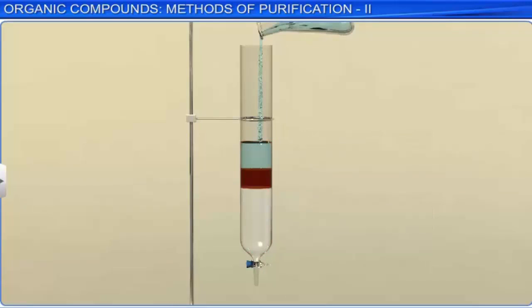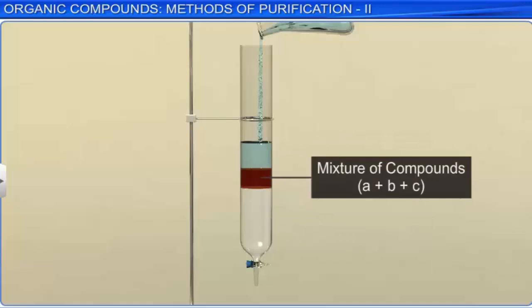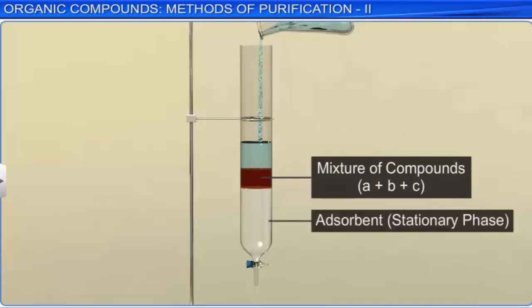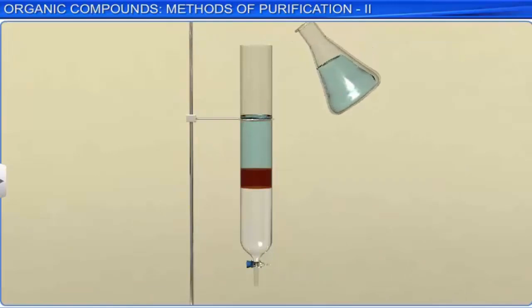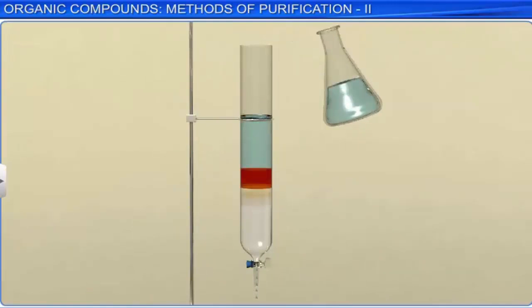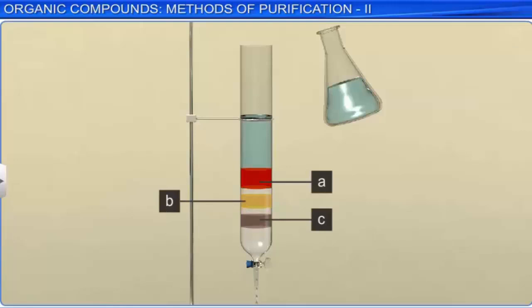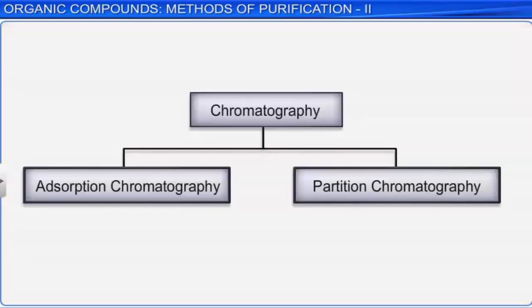In this method, the mixture of substances is applied onto a stationary phase, which may be a solid or a liquid, and a pure solvent or a mixture of solvents, or a gas as a mobile phase, is passed over it. The components of the mixture get gradually distributed between the two phases. Thus, the components in the mixture are separated from one another. Based on the principle involved, chromatography is divided into two types: adsorption chromatography and partition chromatography.